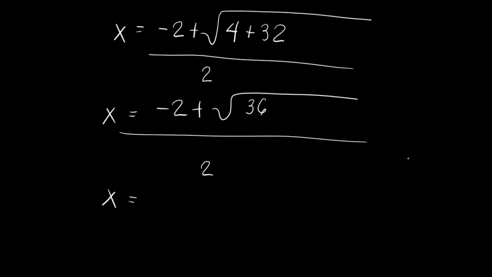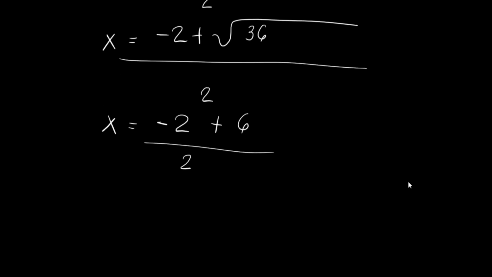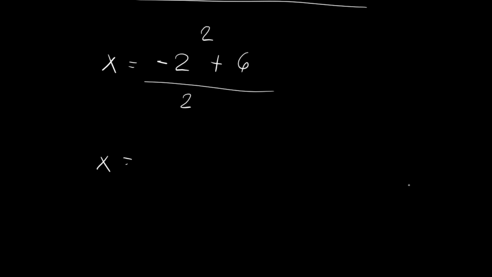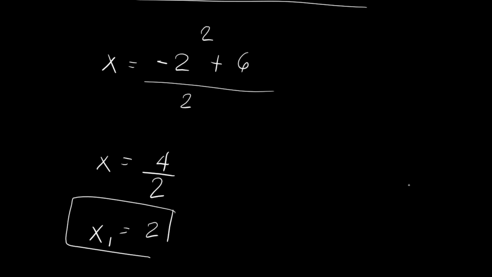E di, simplify mo muna yung nasa radical sign. Negative 2 plus, anong square root ni 36? 6. Okay? All over 2. And that will be equal to x is equal to negative 2 plus 6 is 4 over 2. So, your first value of x, lagyan natin ito ng x sub 1, indicating na siya yung first value ng x mo, is equal to 2. Okay? So, meron na tayo isang value ni x. So, Ate Kim, meron pang another value ni x? Opo, may another value pa ni x.